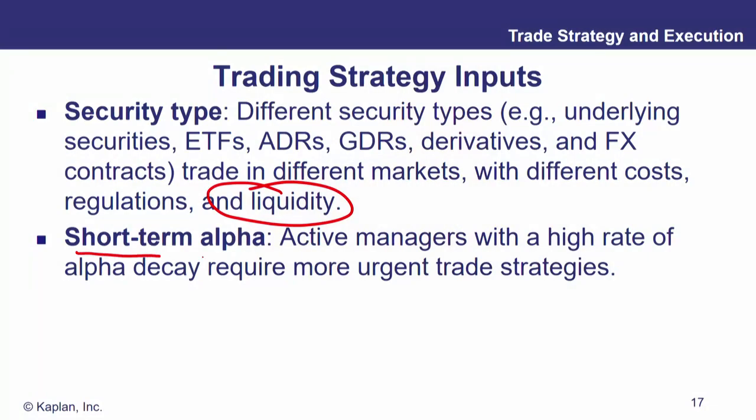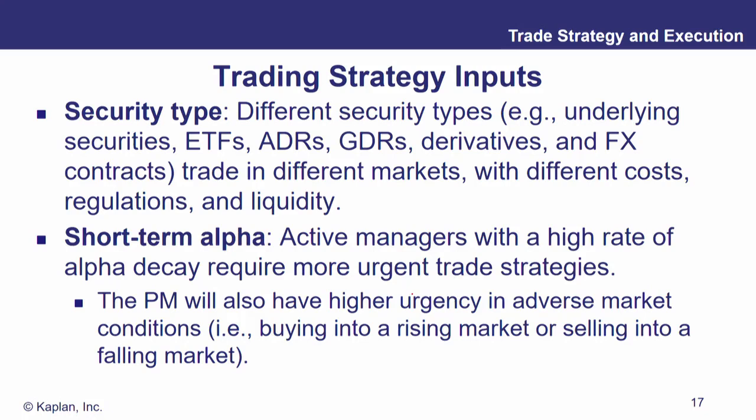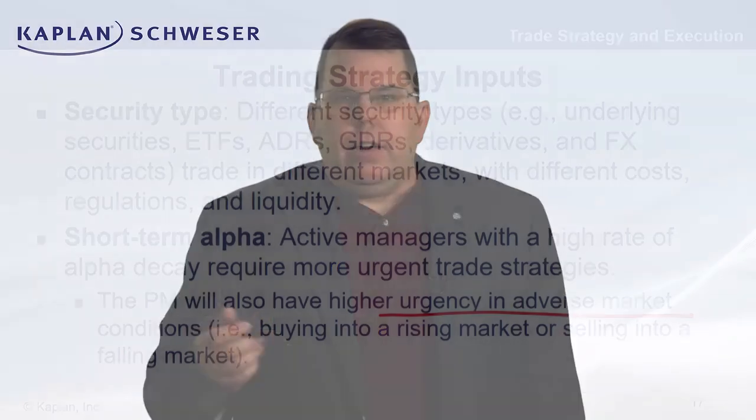So it's very, very important that this isn't the first time you've traded this security before. Short-term alpha. Remember we talked about this with alpha decay. If there is a large amount of alpha decay, then you're going to trade with more trade urgency. You've got to get this trade done. I don't care what it costs me. Make it happen. Okay, so the portfolio will also have higher urgency in adverse markets, so buying into a rising market or selling into a falling market. So again, this idea of short-term alpha becomes important in this section.